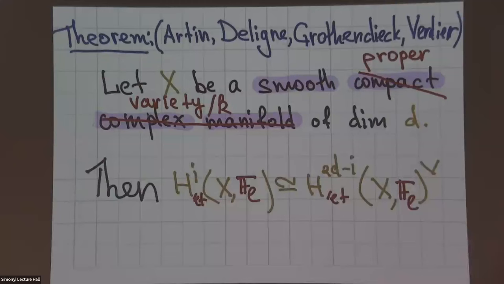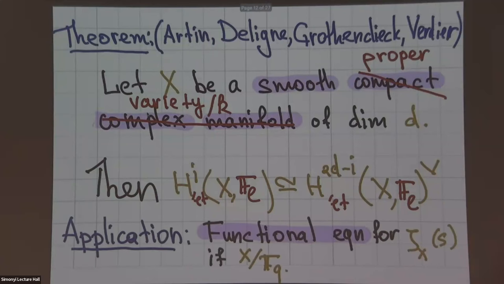Moreover, it has arguably even more interesting applications. If you apply it to varieties over a finite field, you can deduce the functional equation for zeta functions, which seems of a somewhat different nature, but essentially follows from this. Okay, so this is for the algebraic world.